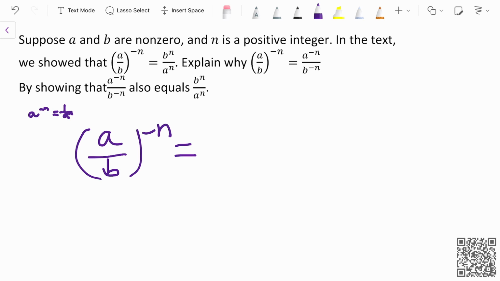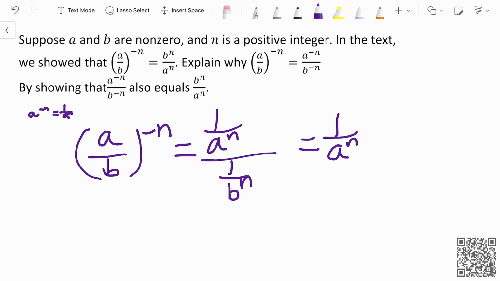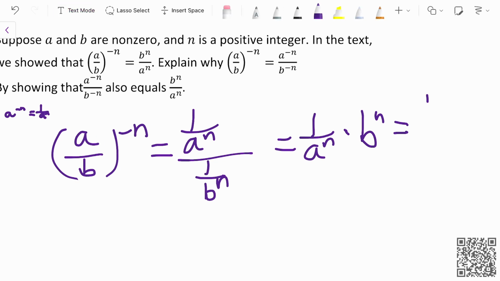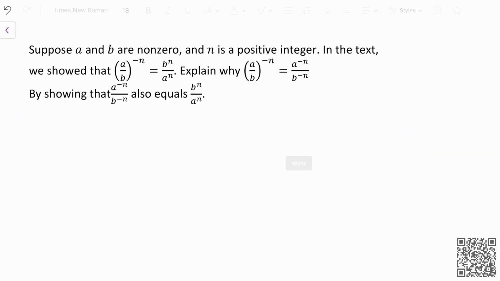So a to the power of negative n, we're going to split it into the two halves. It would be equivalent to a to the power of negative n over b to the power of negative n, which is 1 over a to the power of n over 1 over b to the power of n. As I said in a previous video, when you divide by a fraction, it is basically multiplied by the reciprocal. So this is equivalent to 1 over a to the power of n times b to the power of n, which is b to the power of n over a to the power of n. And that solves our second half of the equation.